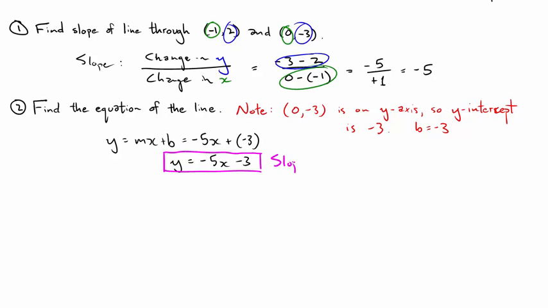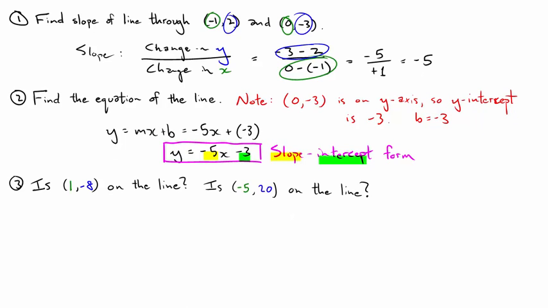This is the equation of the line in what you might call slope-intercept form, where the slope is minus 5 and the intercept is minus 3. Next, the point 1, minus 8 will be on the line if and only if the x-coordinate 1 and the y-coordinate minus 8 satisfy the equation of the line.